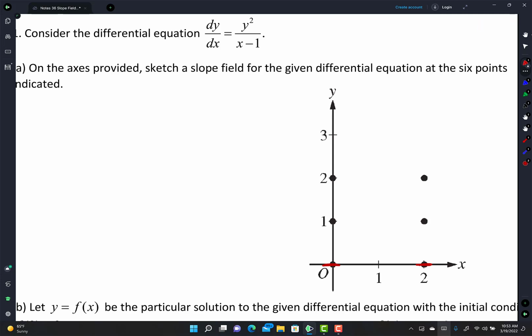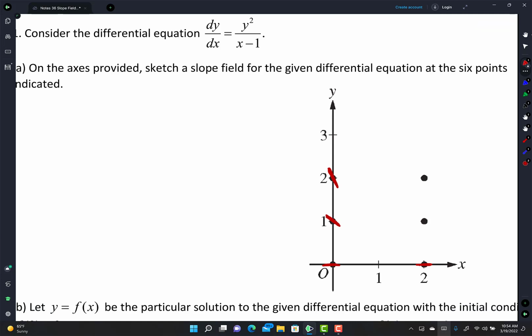So at 0, 1, 1 squared is 1, 0 minus 1 is negative 1, so that should be a slope of negative 1. How do I do a slope of negative 1? Well, here's 1, so use that to help you out. Does that make sense? So at 0, 2, 2 squared is 4. So 4 divided by negative 1. So here's a slope of negative 4. Just make it look steeper. That makes sense? And there it is.